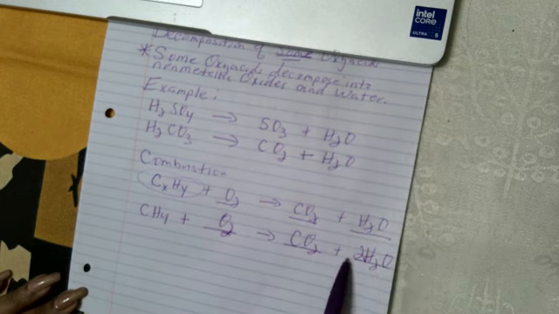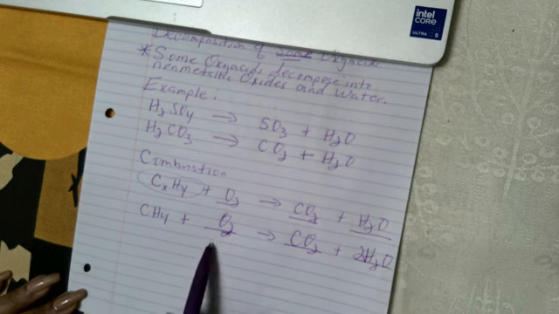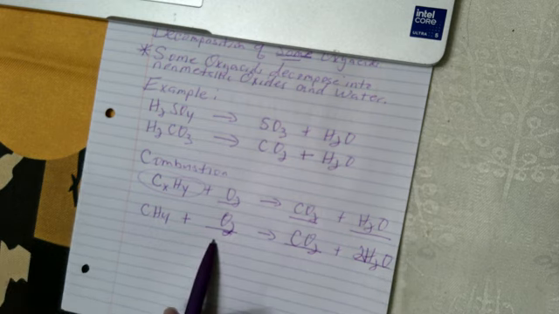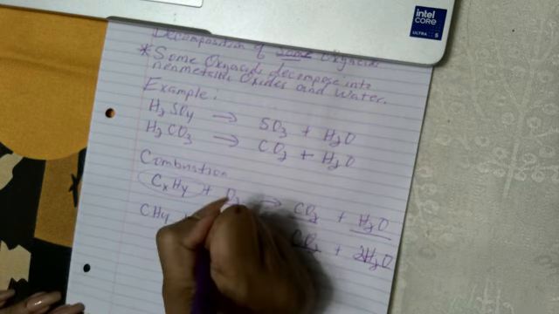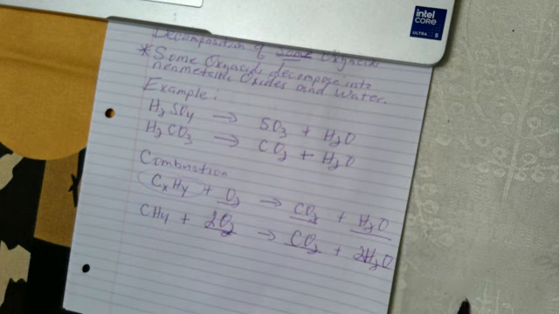So if I got 2 oxygens here, 2 oxygens here, so what do I need? That's a total of 4 altogether. So I need to put a what in front of this oxygen on the reactant side? That's right. I need to put a 2 in front of oxygen on the reactant side. And 2 times 2 is 4.